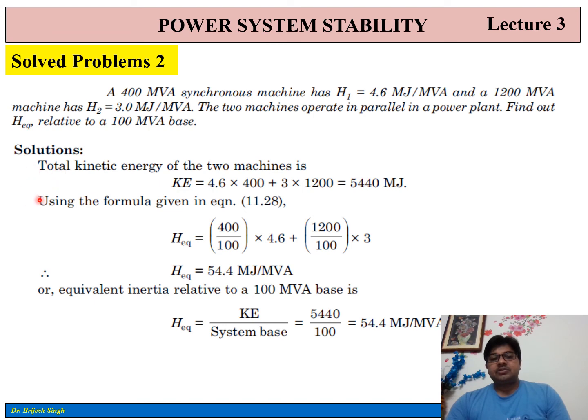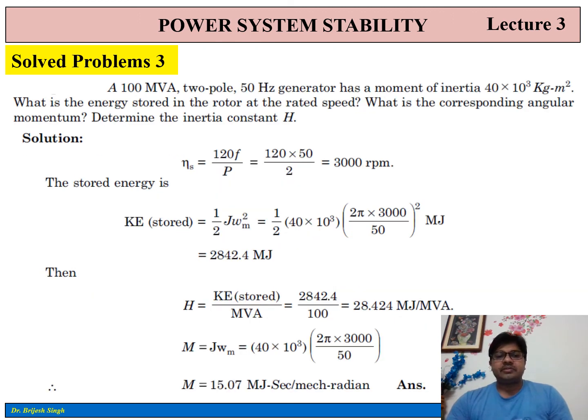The entire solution: total kinetic energy of the two machines is 4.6 into 400 plus 3 into 1200 megajoule. Now using the formula given in previous equation number 28, H eq is equal to 400 by 100 into 4.6, this one. So H equivalent you can evaluate from here. The equivalent inertia relative to 100 MVA base is H of system base. So we will get the H equivalent as this value.